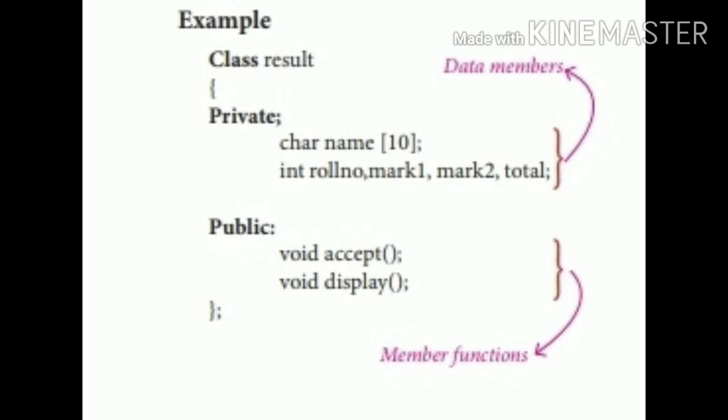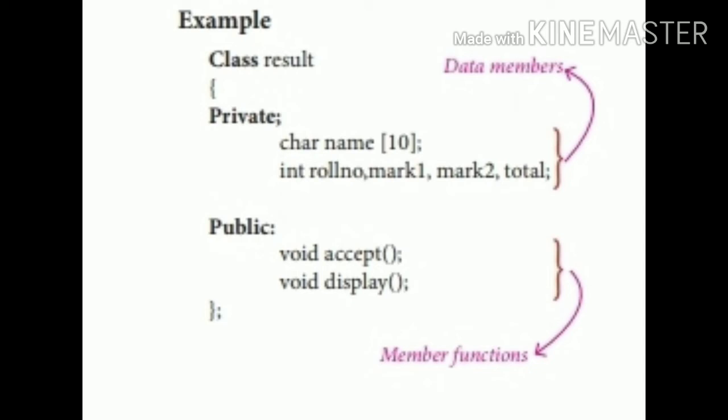This is an example of definition of class members. Here char name[10], int roll number, mark 1, mark 2, total are the data members. And then void accept() and void display() are the member functions.